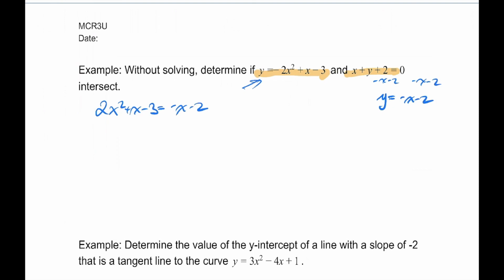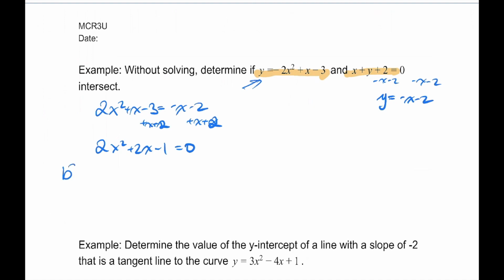So here we want to set one side equal to 0. So I need to add x plus 2 to both sides. So we get 2x squared plus 2x, and negative 3 plus 2 is a minus 1, is equal to 0. So from this now, instead of going off and solving it, we just find out what the discriminant is.